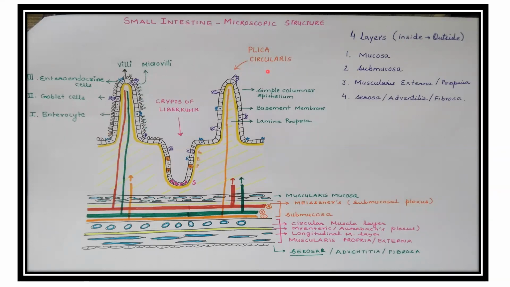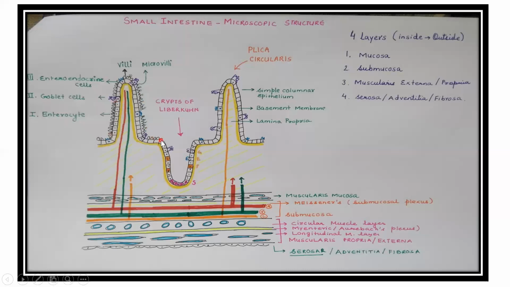These plica circularis are permanent mucosal and submucosal folds. So valves of Kerckring or plica circularis are folds and they are permanent. When I say permanent, unlike the rugae of the stomach, which disappear when there is distension of the stomach, these rings or these folds are permanent in nature.